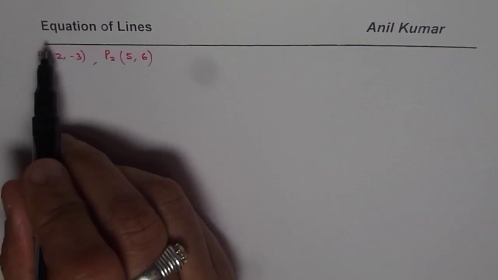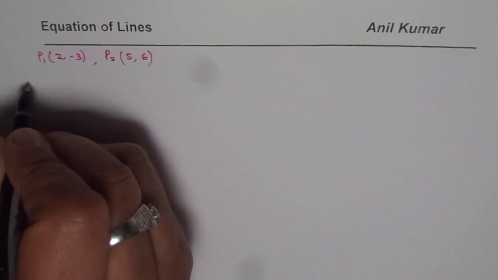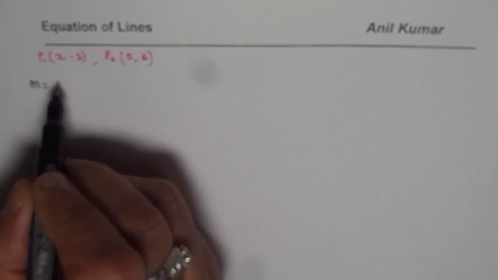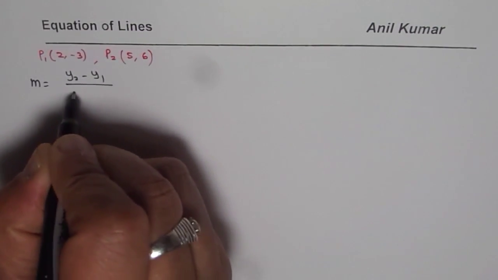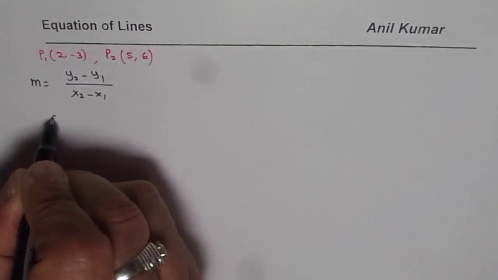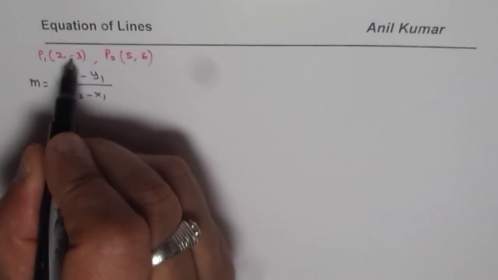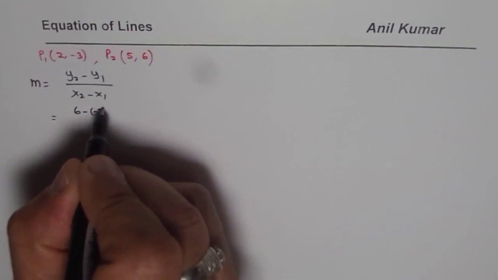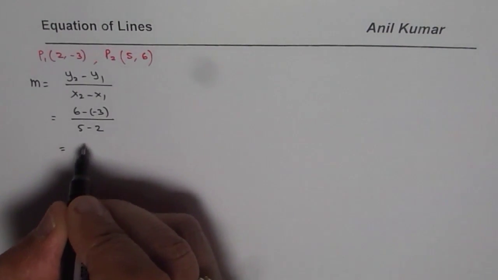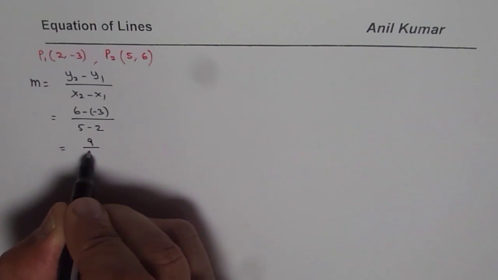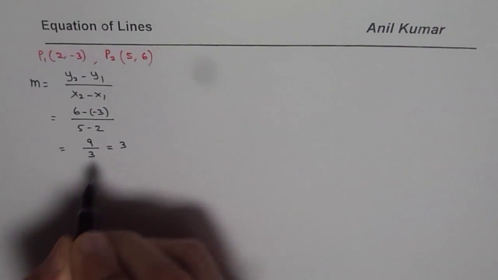So of course, for writing equation of a line, we need at least 2 points, right? Now once you have 2 points, we can find the slope between the line through these 2 points. Slope is y2 minus y1 over x2 minus x1. In our case, x1 y1, x2 y2. So 6 minus, minus 3, over 5 minus 2. So that gives us 6 plus 3, which is 9. 5 minus 2 is 3. So we get slope of 3 in this case. 3 times 3 is 9.